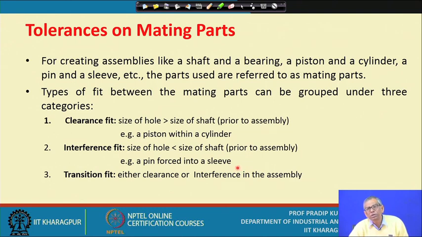It will be better if you, as a student, as a learner, identify those assemblies where mating parts are used. When we carry out the exercises, we will be referring to many such examples. And then you have the transition fit. That means you are unsure: in some production systems, you are creating the mating parts and going for the assemblies. Due to many reasons, sometimes you produce a clearance fit, sometimes an interference fit. So it's either clearance or interference in the assembly. In such cases, a substantial proportion of the assemblies may be considered rejected.